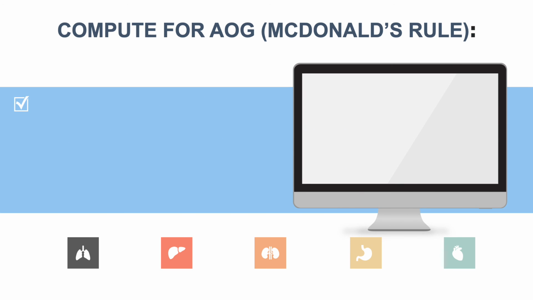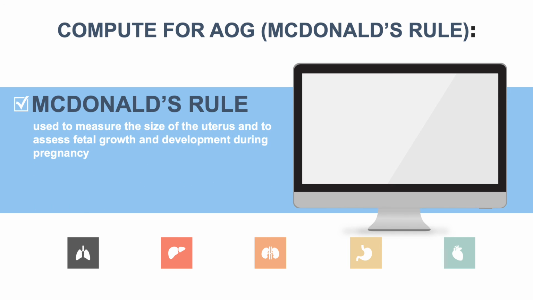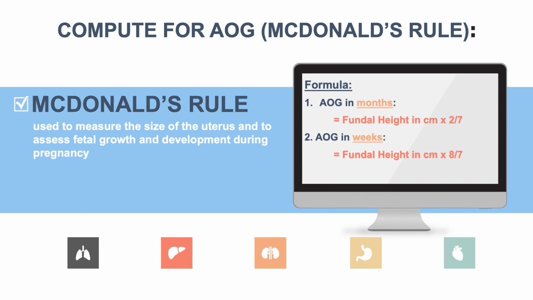Next, we compute for her AOG utilizing the McDonald's rule. What is the McDonald's rule? It is used to measure the size of the uterus and to assess fetal growth and development during pregnancy. So, in the McDonald's rule, we utilize two formulas depending on how we are looking for the AOG, whether it be in months or in weeks.